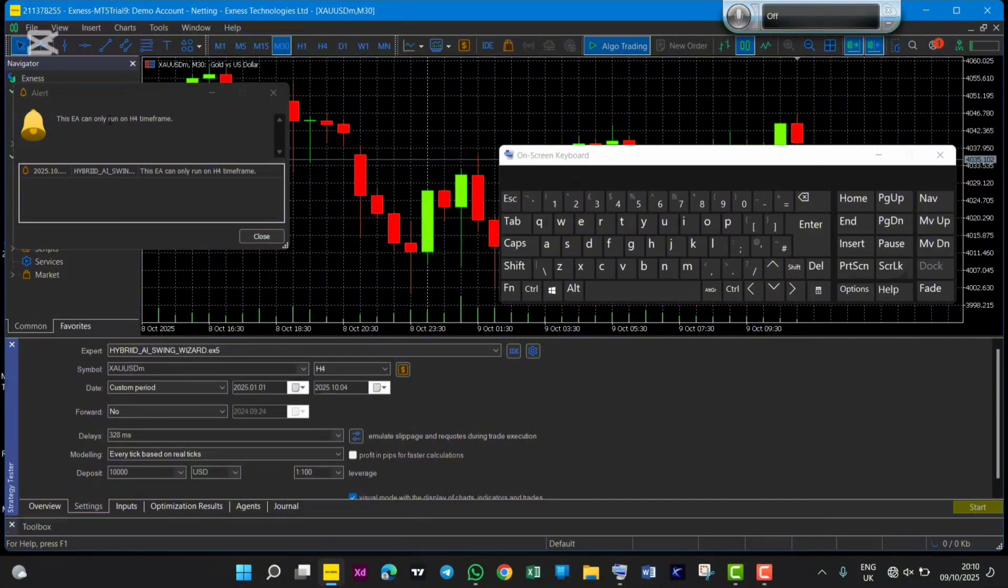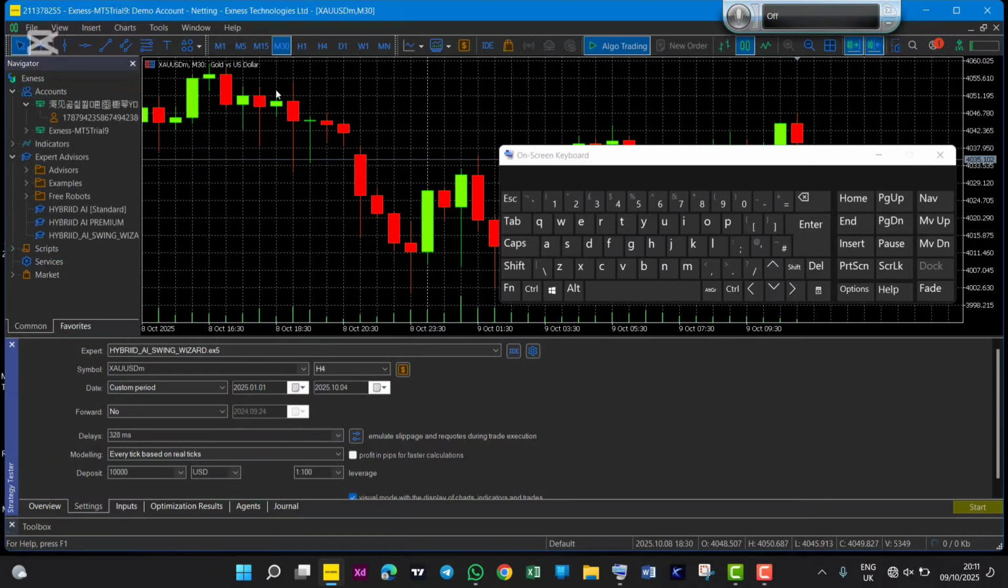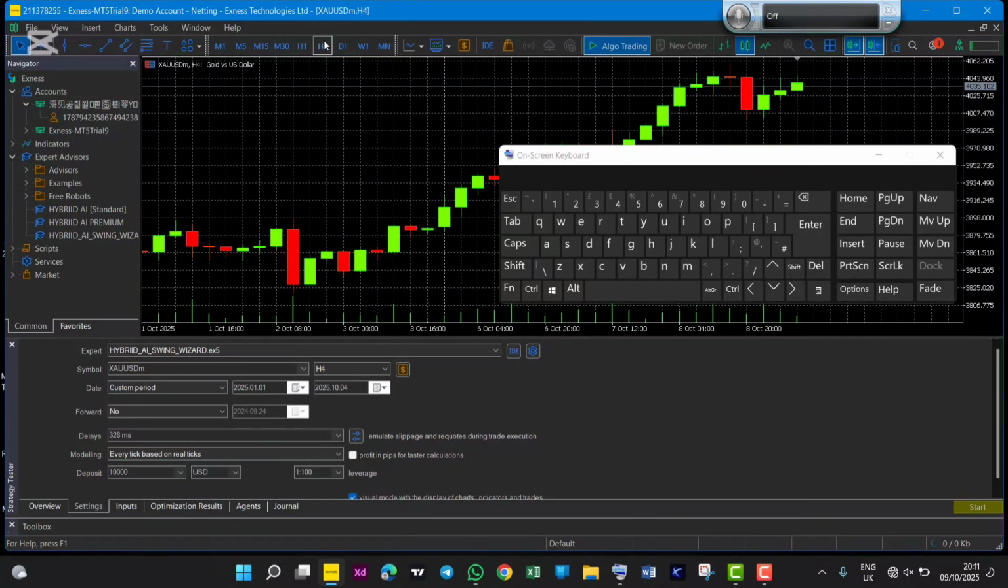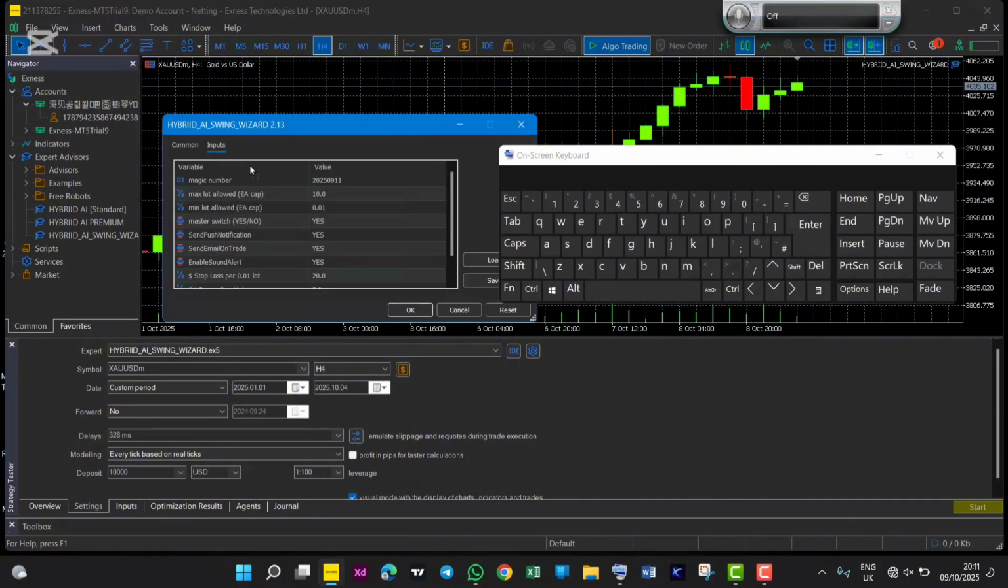Okay, remember the EA is telling us that our time frame must be 4 hours. So let's change the time frame here. This EA works on 4-hour time frame and it only trades gold. So I've changed the time frame to 4 hours. So now let's relaunch again. Okay, drag it to the chart.